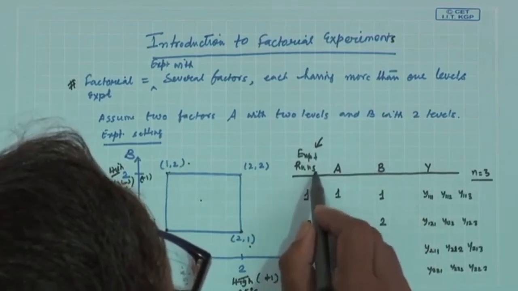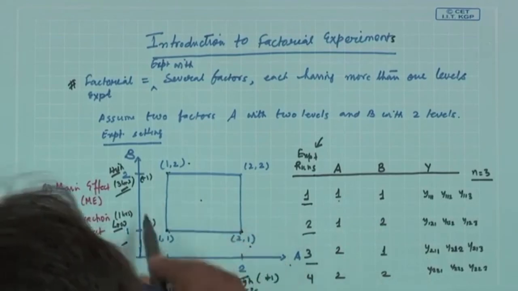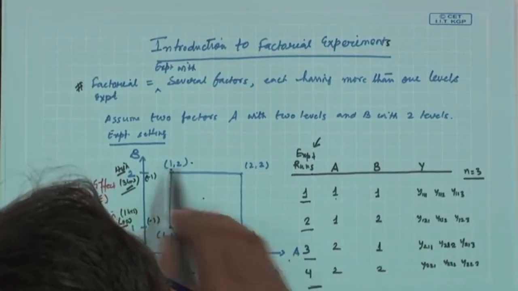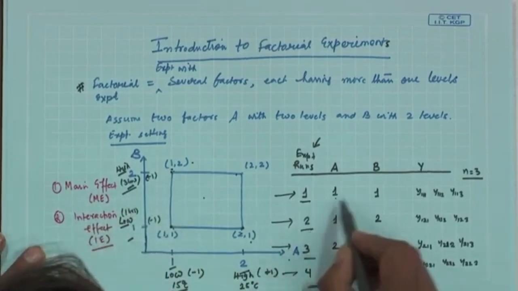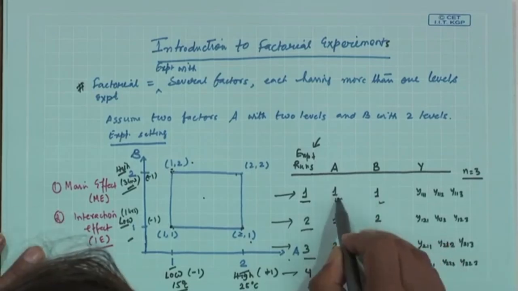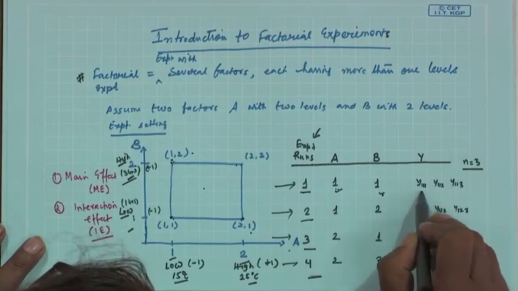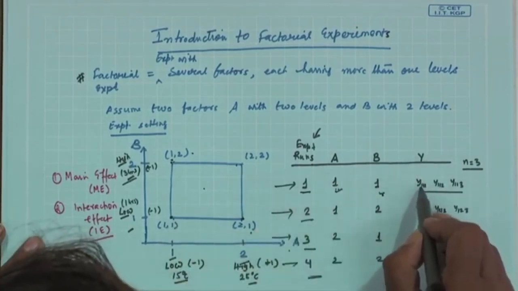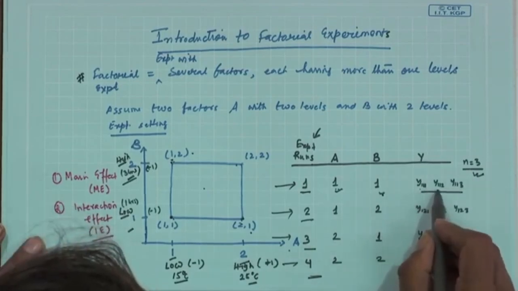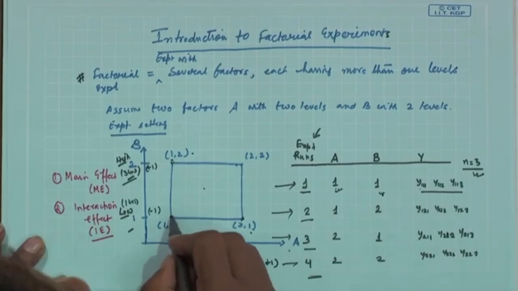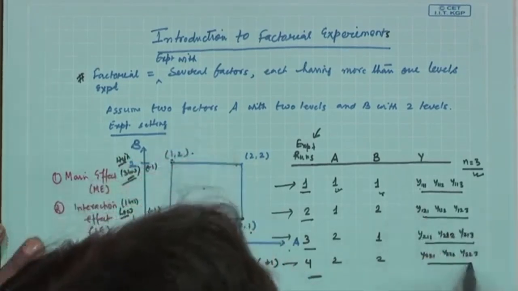If this is the case, then we have experimental settings where we do the experiment: 1, 2, 3, 4. This is the first setting, second setting, third setting, fourth setting. Now, keeping A 1, B 1, meaning A at low and B at low, you can run the experiment 1 time, 2 times, 3 times, n number of times. Then you will get response values depending on the replication, 1 time, 2 times, 3 times or more. So Y11, Y12, Y13, all these are Y values, the response values when you run the experiment here. Similarly for this, this, and this.